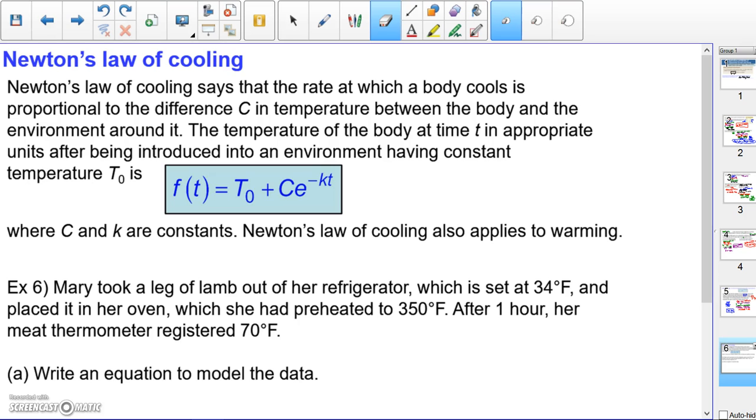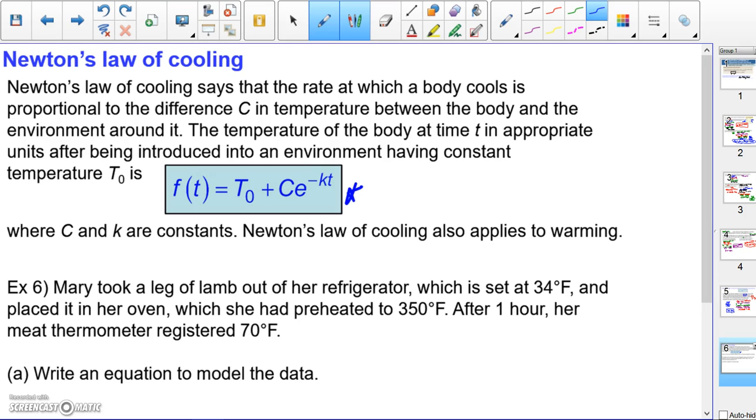Newton's law of cooling says that the rate at which a body cools is proportional to the difference in temperature between the body and the environment around it. The temperature of the body at time t in appropriate units after being introduced into an environment having constant temperature is given by this formula right here, where C and K are constants. Newton's law of cooling also applies to warming.